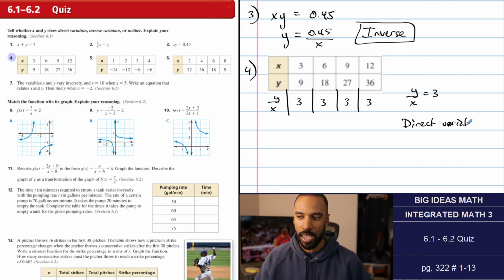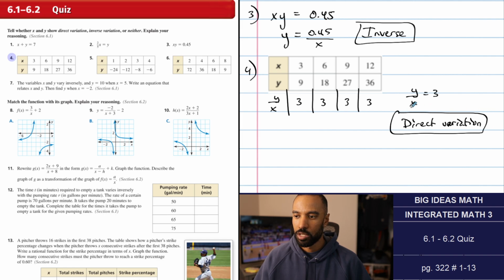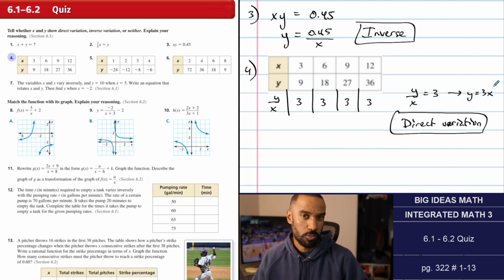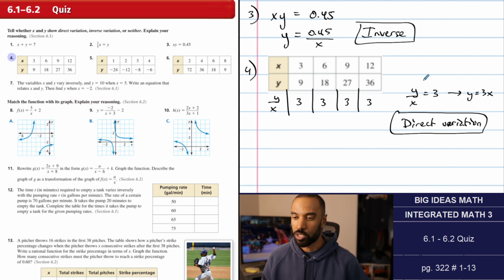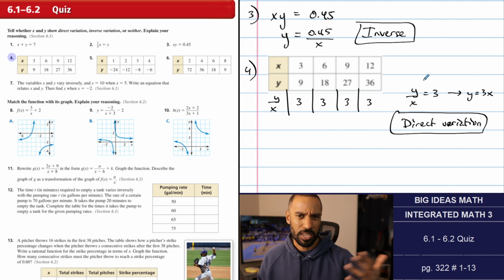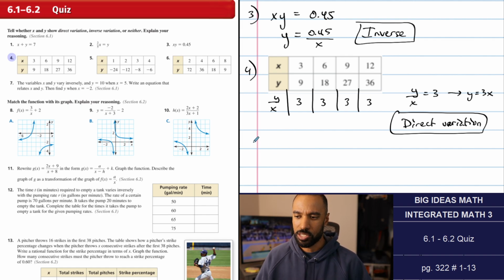See, if I did a rewrite of this, it would be y equals 3x, right? Y equals 3x. Not that they're asking us to write that, but that's what we can do. We're probably going to be asked to do something like that later. Y varies directly with x, and x is 6 when y is 18, or whatever. Y is 18 when x is 6. Write the constant, come up with the equation, and so on. It's that kind of thing. So there's direct variation, number 4.